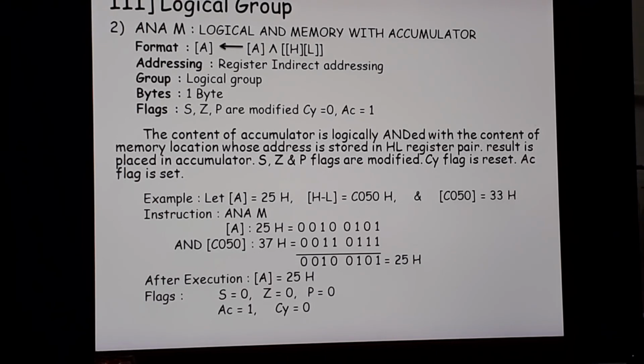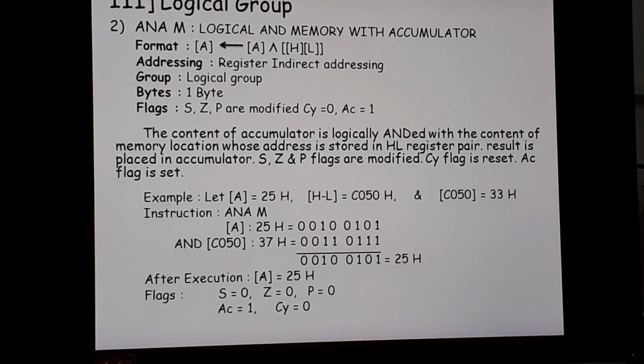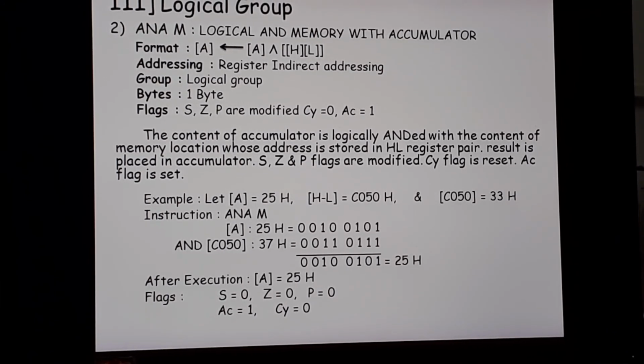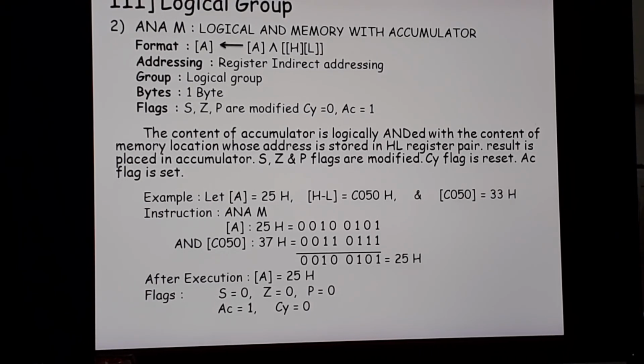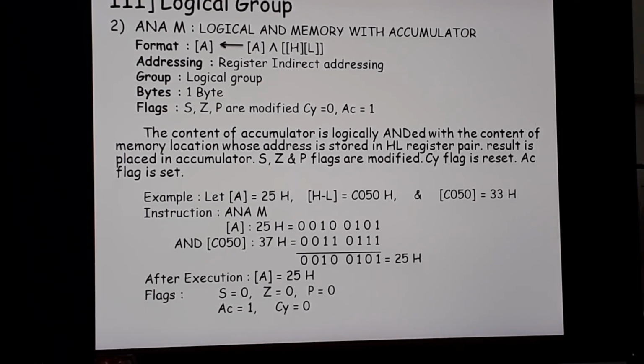ANAM is same as ANAR. So instead of writing R, you will write M. But that's it. ANAM stands for logical AND of the memory with the accumulator. In the format, instead of writing M, you always used to write HL. So M is nothing but the HL register pair. So A and HL, and the result is going to A. So hence the arrow is towards A.